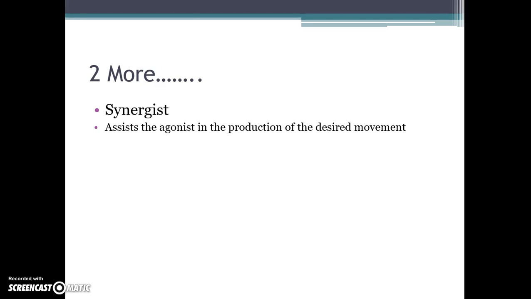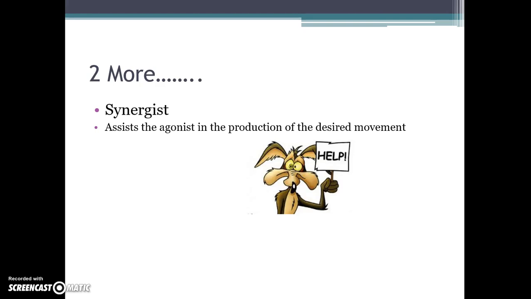Okay, two more key terminologies. We've got the synergist and we've got the fixator. First of all, the synergist assists the agonist in the production of the desired movement. So it can help by pulling up as well. It might be something like the brachioradialis in the arm during a bicep curl. That can help as well.